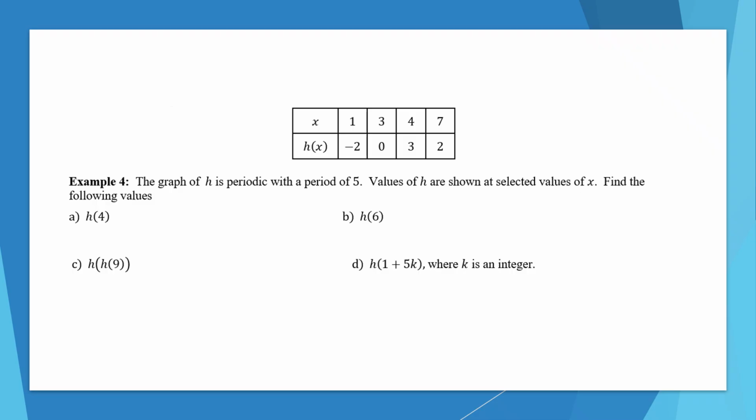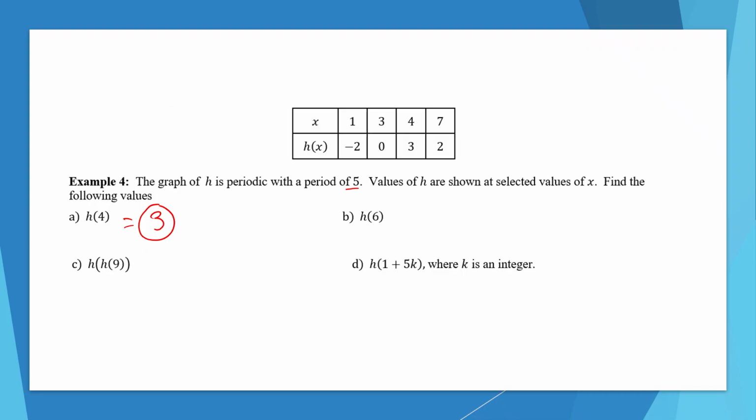All right, so for example 4, the graph of h is periodic with a period of 5. Values of h are shown. Find the following values. All right, so let's work through these one by one. H of 4 from the table is just 3. So that's our answer for A.